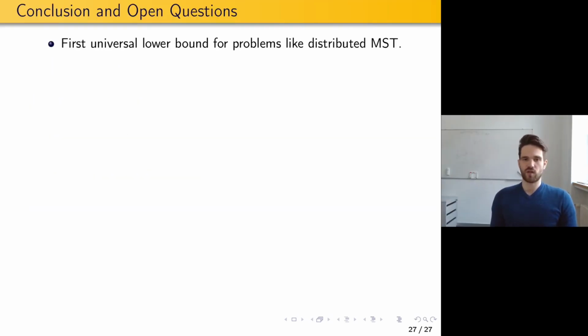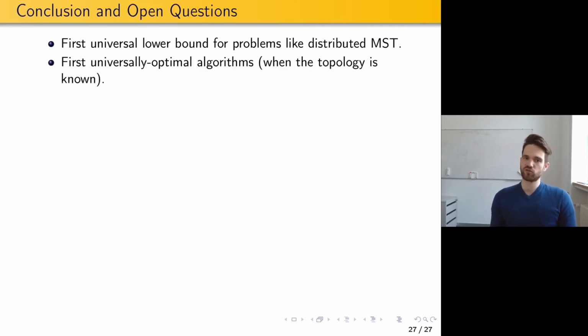Nothing like this was known before, as in the only universal lower bound that was known before was the trivial diameter one. So here we showed that shortcut quality is a universal lower bound. And we also show that it can actually be matched. So there exists an algorithm that works in O tilde of shortcut quality time, which actually gives the first universally optimal algorithms, but currently only when the topology is known.